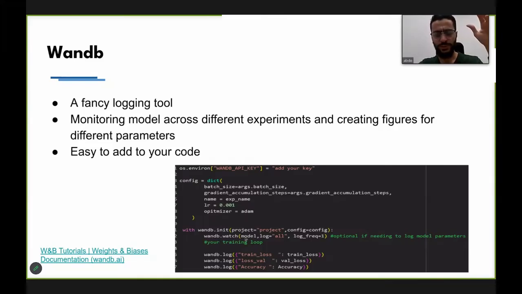This is optional. This is to watch your model parameters and everything. It's not that important. This is the important part: to log the training loss you have, the validation loss, the accuracy, and so on. So you can have some useful statistics to compare your models.